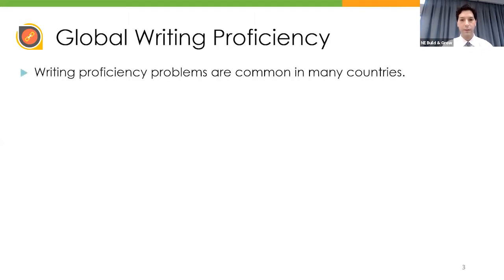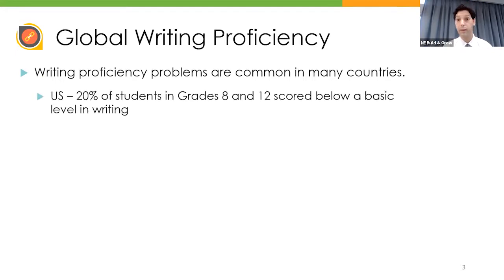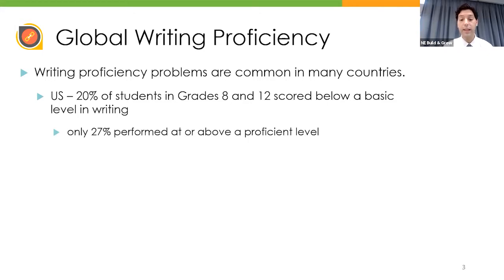So, firstly, writing proficiency problems are common in many countries. For example, in the US, 20% of students in grades 8 and 12, these are the last grade in middle school and the last grade in high school, scored below a basic level in writing. So this is not very good. 1 out of 5 students is not writing at a basic level. And only 27% performed at or above a proficient level.